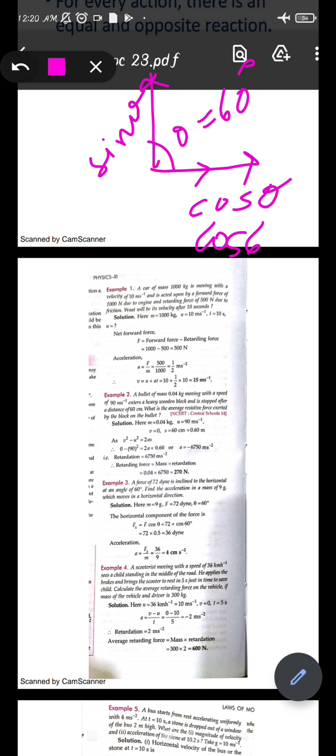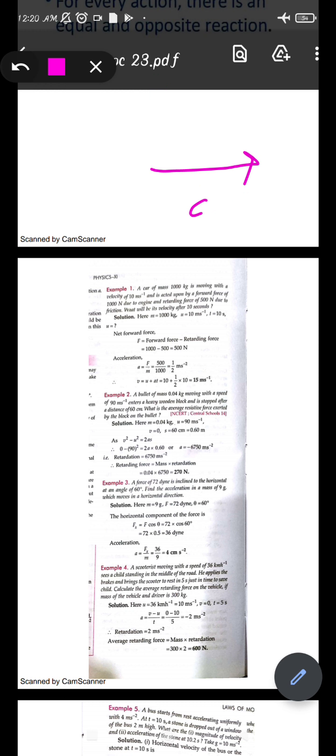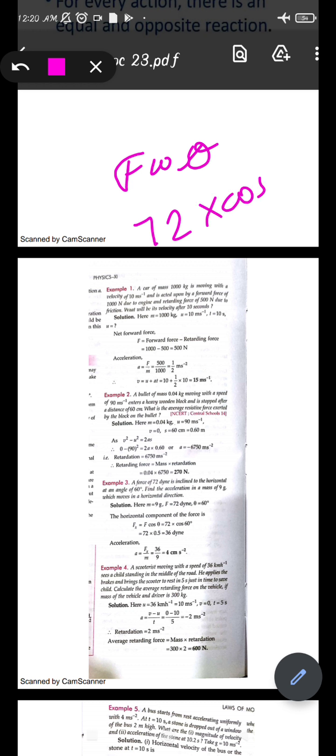We know that the horizontal force is used, so f will be resolved as f cos theta. So f cos theta, here the value of f is 72 dyne and cos theta is cos 60 degree. So cos 60 degree is 1 by 2 into 72, that is 36 dyne.